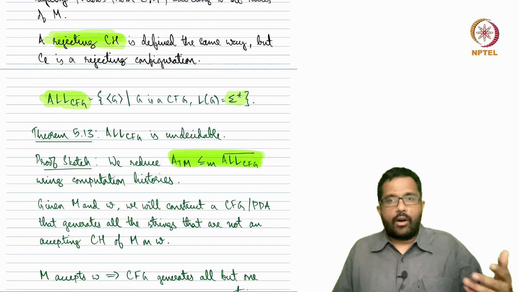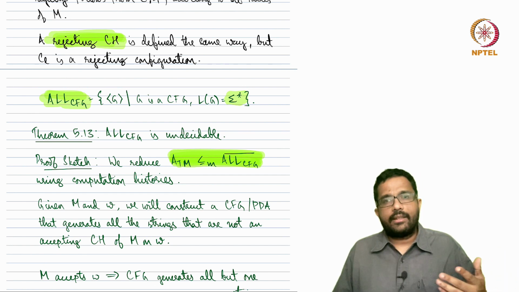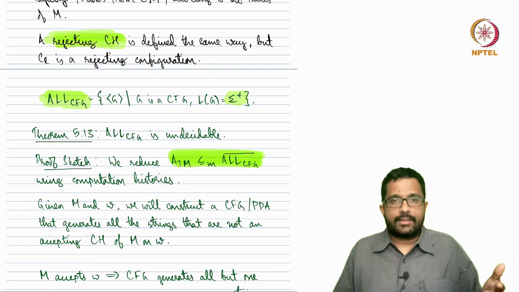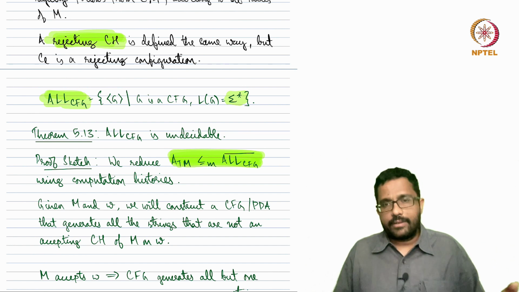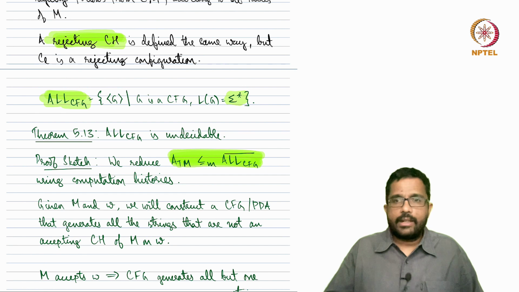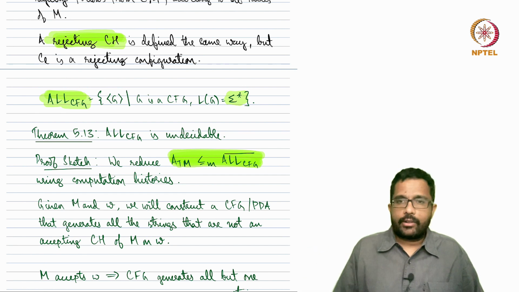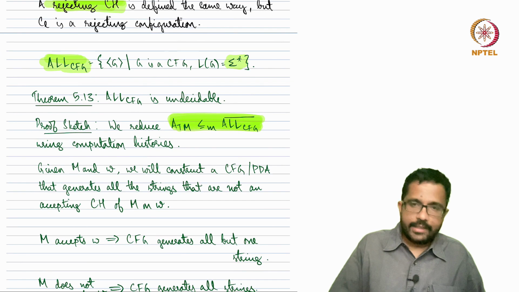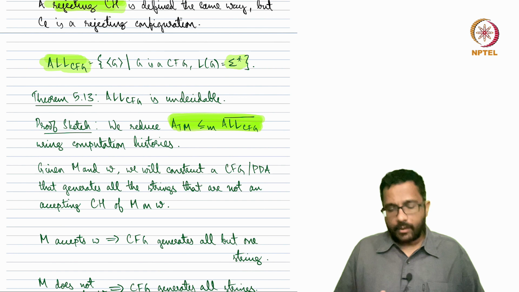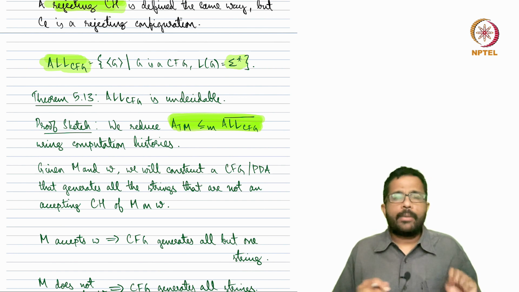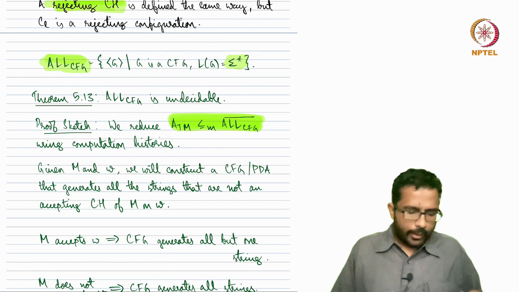So if all CFG complement is undecidable, there is no way for all CFG to be decidable, right? Because you can flip the decider's output to get a decider for all CFG complement. So this implies that all CFG is undecidable as well. And the reduction from ATM to all CFG will use computation histories. So let's see how it uses them.